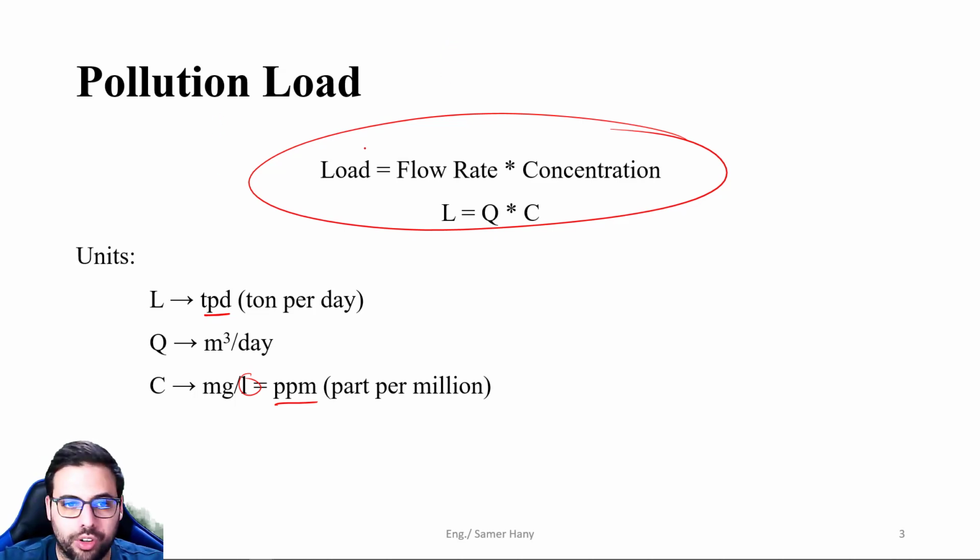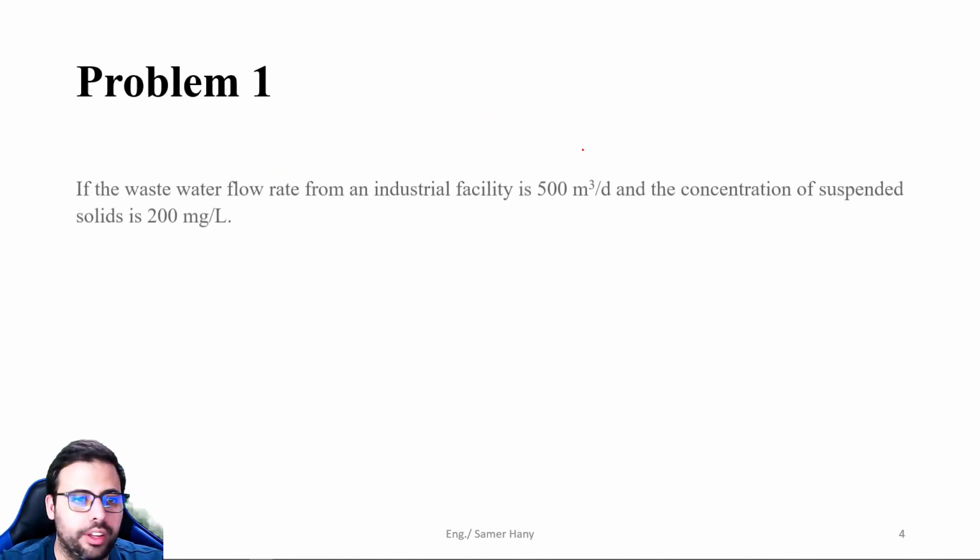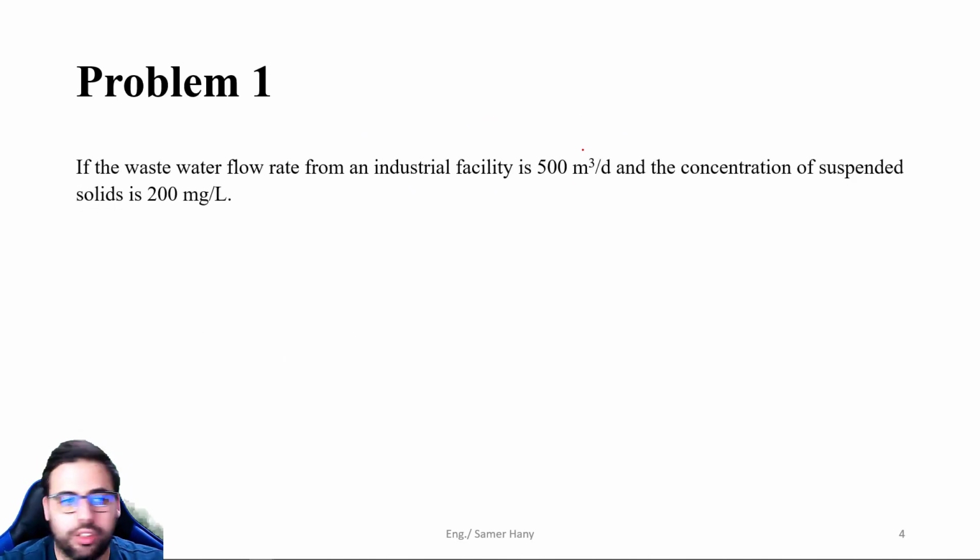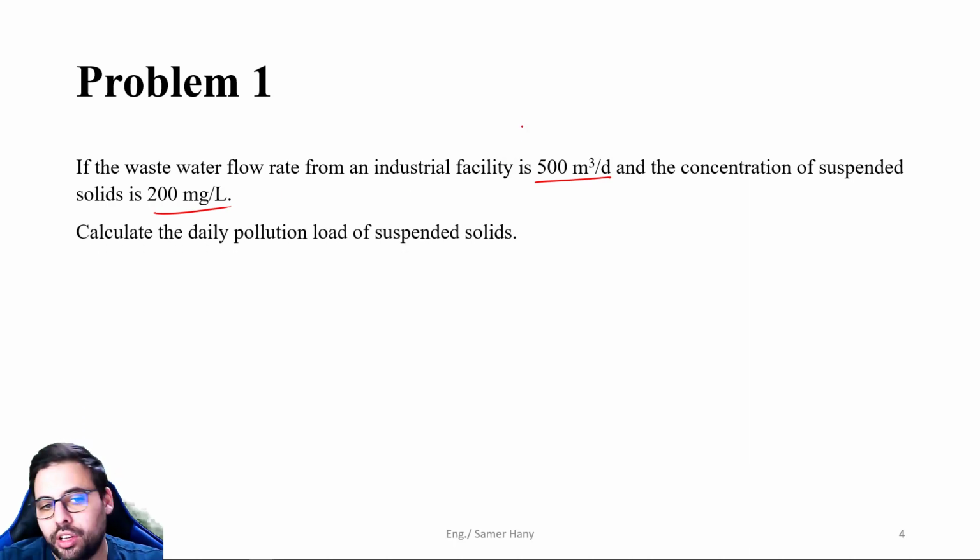The three parameters here are the load, flow rate, and concentration. All right, so let's solve a couple of problems to exercise. Problem 1: if the wastewater flow rate from an industrial facility is 500 meter cube per day, and the concentration of the suspended solids is 200 milligrams per liter, calculate the daily pollution load of suspended solids.